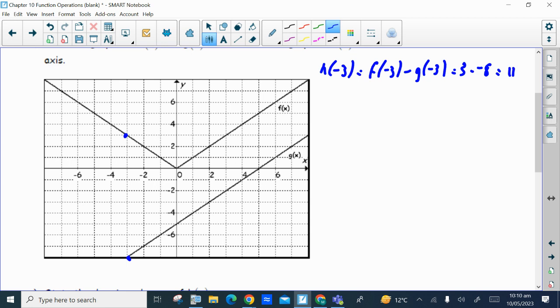So let's skip to the next point, which would be -2. So it'll be f at -2 minus g at -2. So f at -2 is +2, minus g at -2, which is -7. Again, minus minus becomes plus positive, so that'll be +9. So we can kind of guesstimate where that point will be.